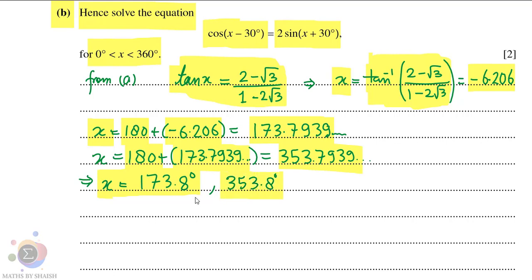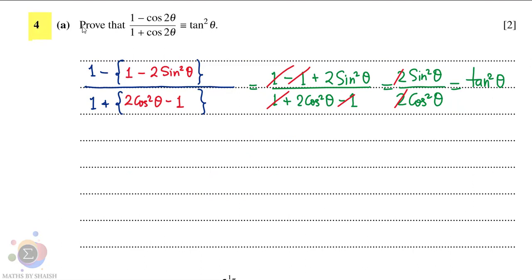That's the solution. Here's the fourth question, A part. Prove that 1 minus cos 2 theta over 1 plus cos 2 theta is tan square theta.